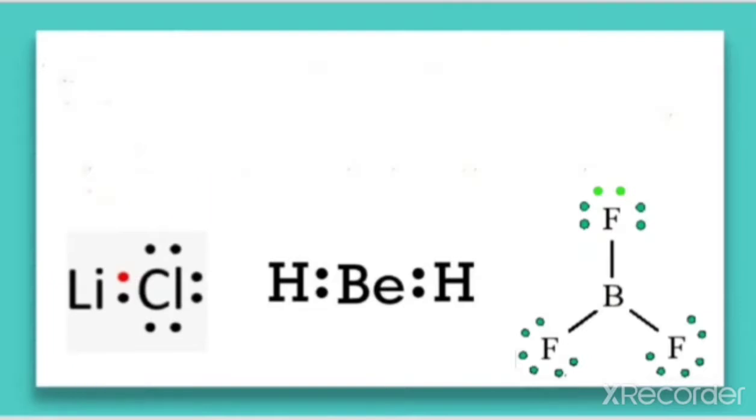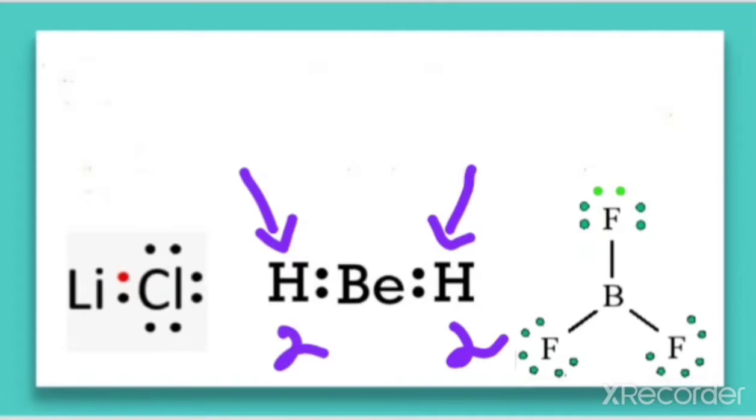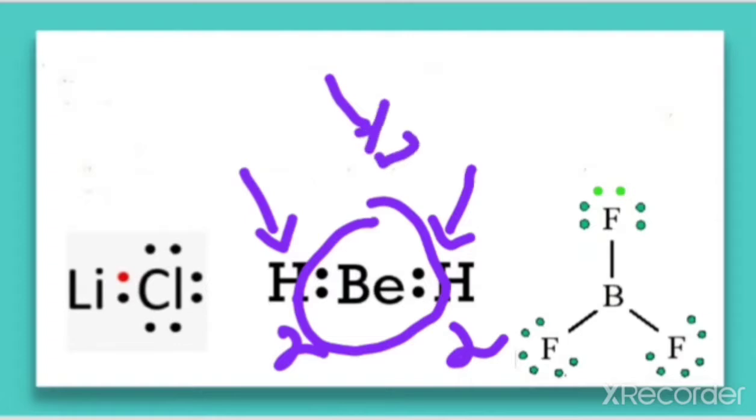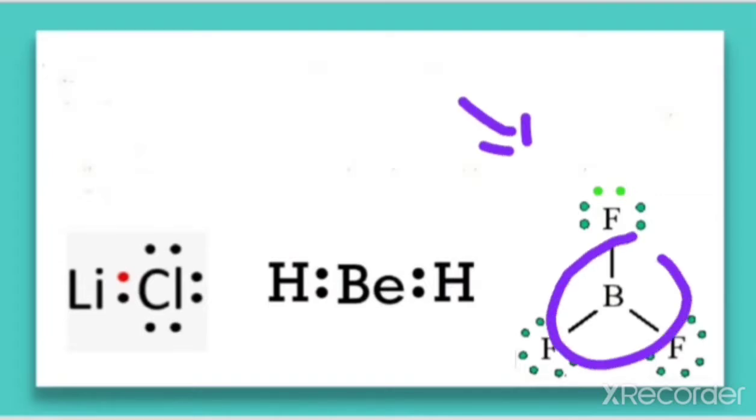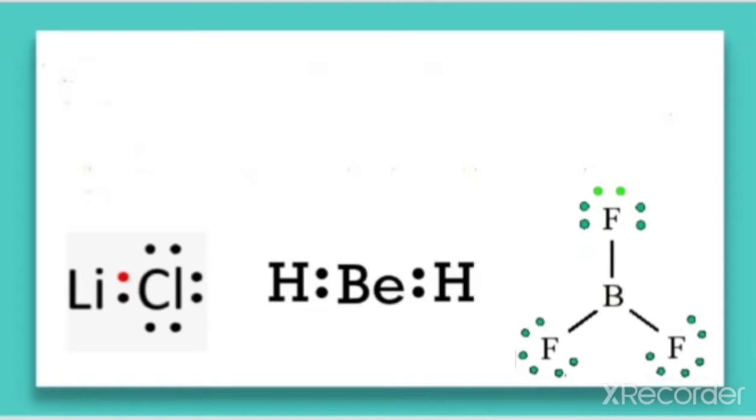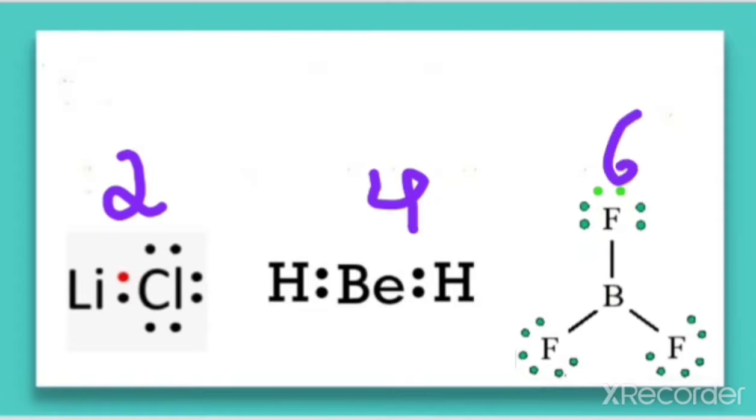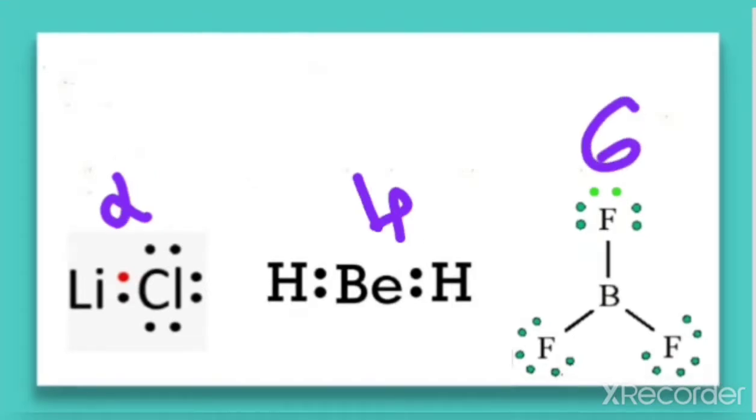In the case of beryllium hydride, as we know, hydrogen is stable with 2 electrons. So hydrogen is getting 2 electrons. But what about the beryllium? When you check the number of electrons surrounding beryllium, that is equal to 4. That is less than 8. In this example, the central atom, boron, is getting only 6 electrons. So when you compare these three structures, here the central atom is getting 2 electrons, here 4, here 6. That means the number of electrons surrounding the central atom is less than 8.